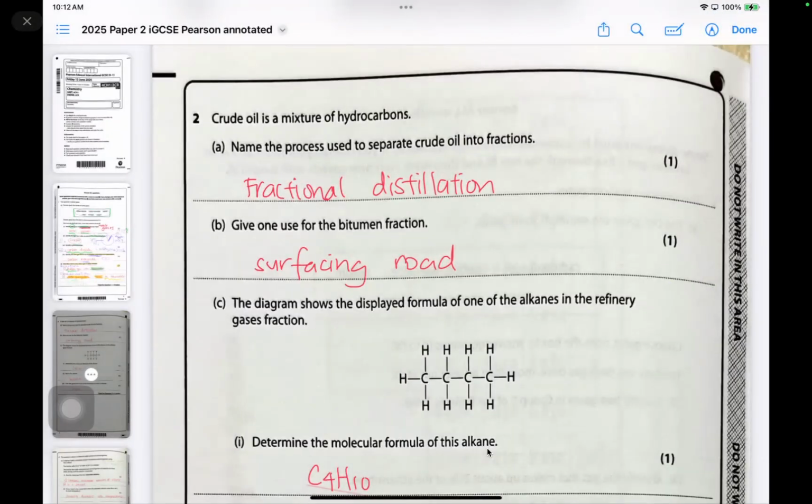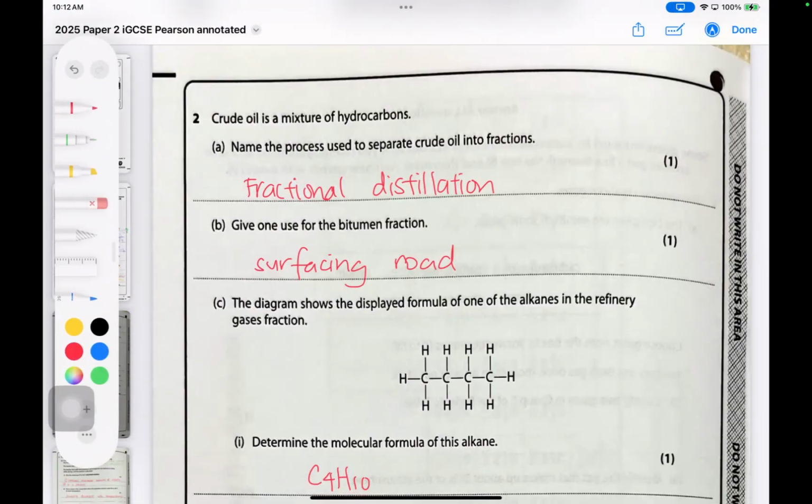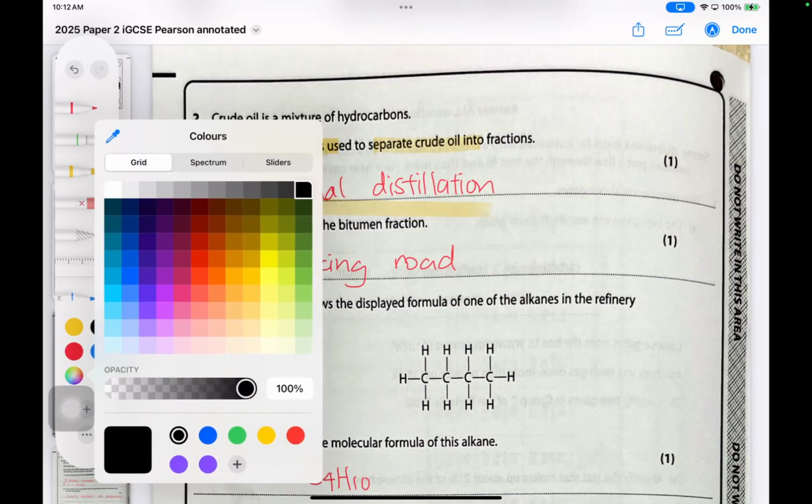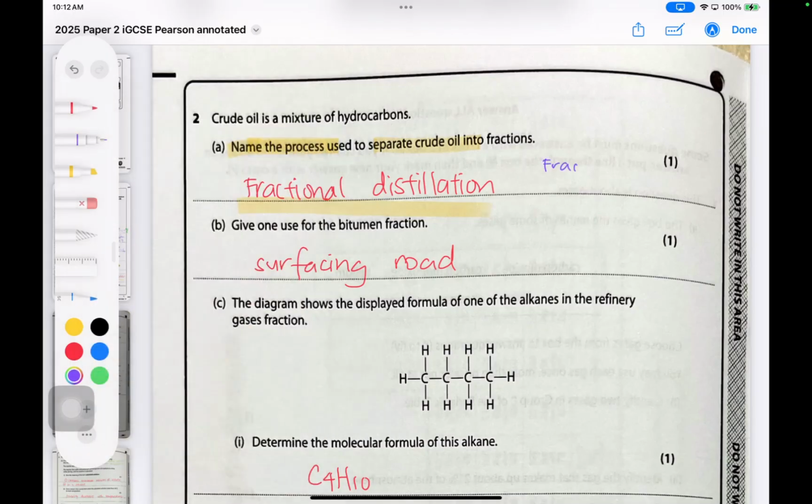So the first question here is basically asking you what is the name of a process to separate crude oil. Okay, so name the process. Don't overthink this. The process that we're using over here is fractional distillation. There are some wrong examples that I tend to see, like for example fractionating. Okay, these are wrong. So take note of the process name, fractional distillation. That's the way we separate crude oil.